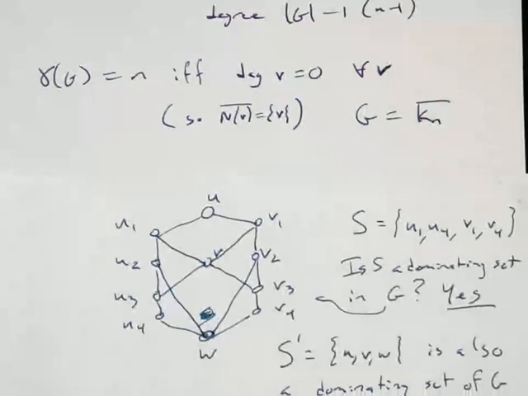I want to go back to this example for a minute. I know the domination number is at least 3. Might be smaller, at most 3. How can I show that the domination number is 3 here?